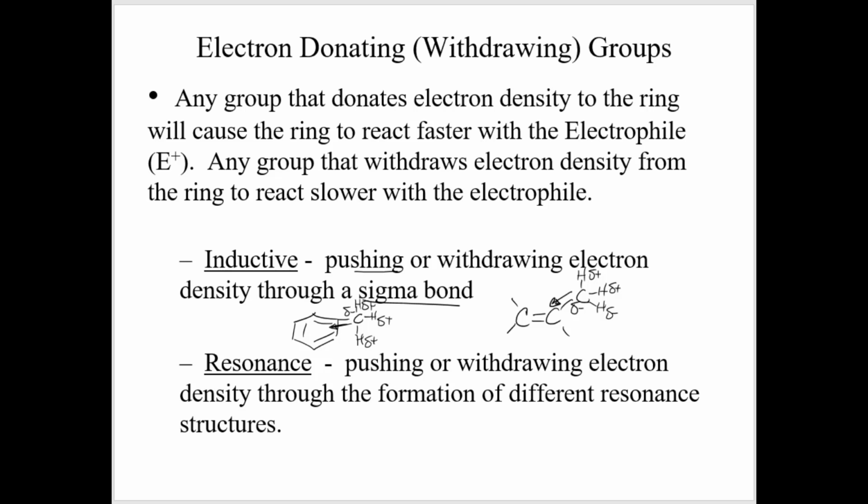Can I do the same thing by withdrawing electron density through induction? Yes. What if I attach a halogen to the ring? What happens? Well, that halogen is delta minus. How did it become delta minus? Because it took some of the electron density away from the carbon and the ring. So now it's withdrawing electron density through the sigma bond, through an electronegativity difference, which is called induction or inductive withdrawal. So you can have inductive donation and inductive withdrawal. Okay, so we've actually kind of seen that in the past.